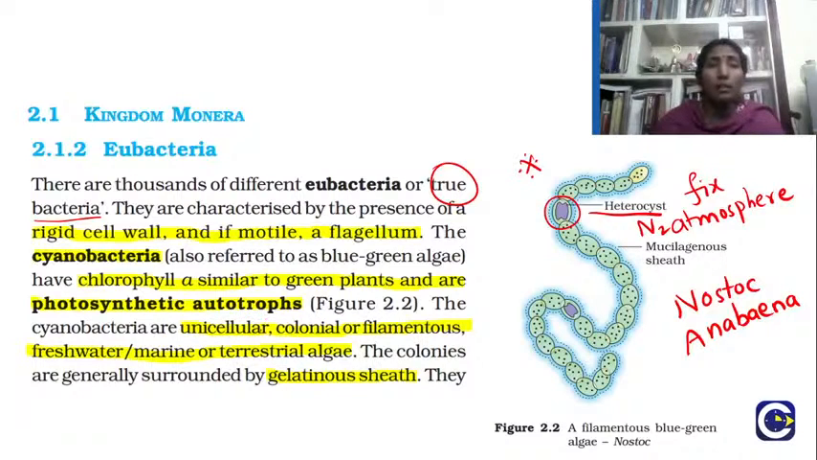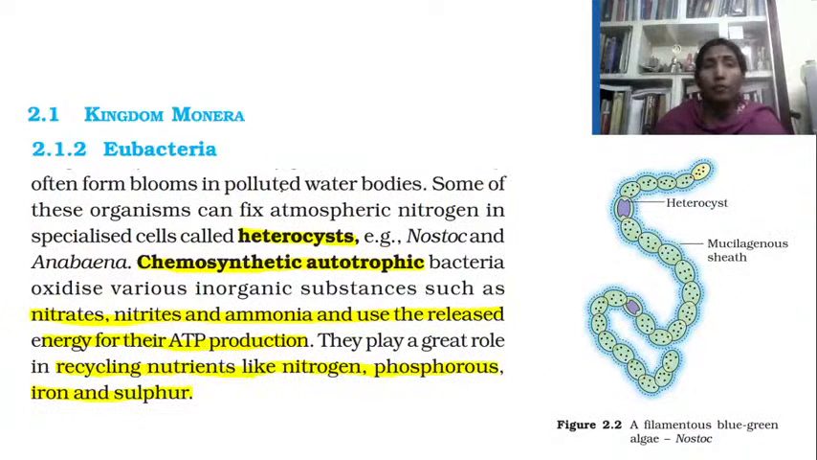So the cyanobacteria are unicellular, colonial or filamentous. They can be either freshwater or marine. In the colonies, there is a gelatinous sheath or mucilaginous sheath around them. They often form blooms in polluted water bodies also. They can fix nitrogen with the help of heterocysts, like the example of Nostoc and Anabaena. Then we have the chemosynthetic autotrophic bacteria.